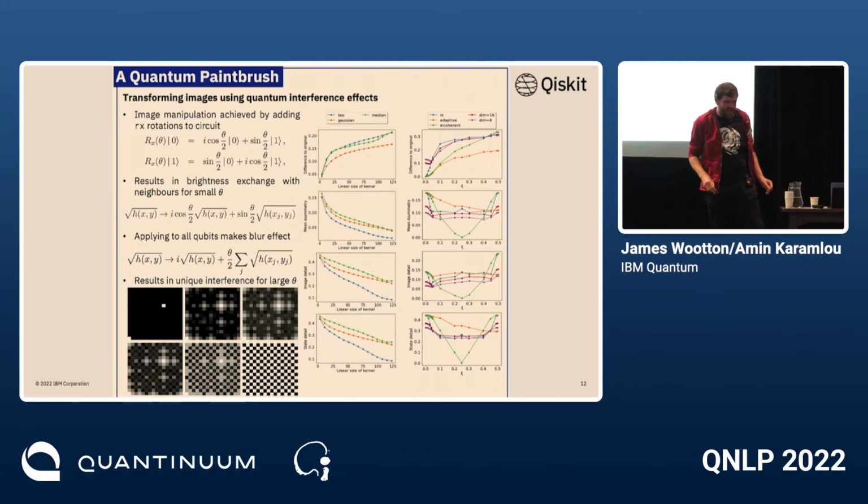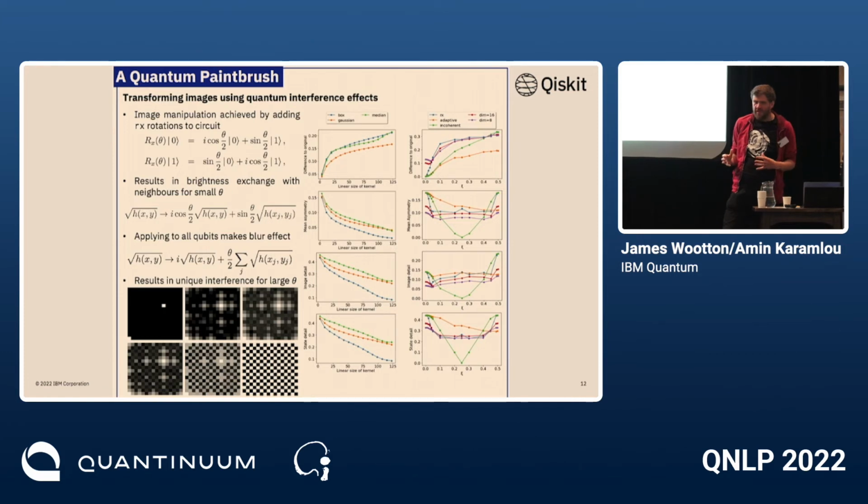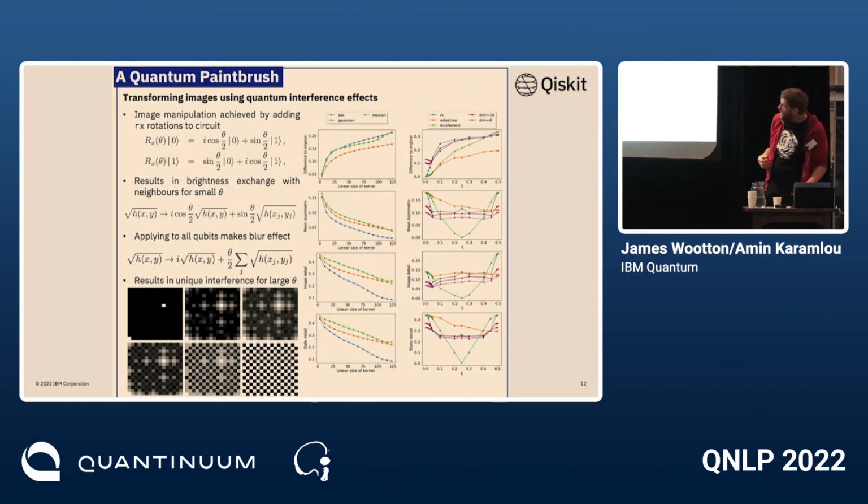So what you're seeing here is that the difference of using this kind of image manipulation is that you don't lose the interesting features of the image. They just get recombined in new and interesting ways by the quantum interference effect.